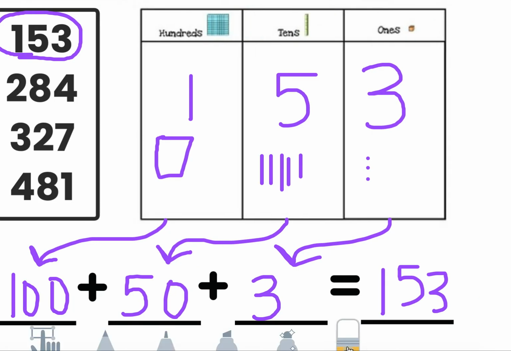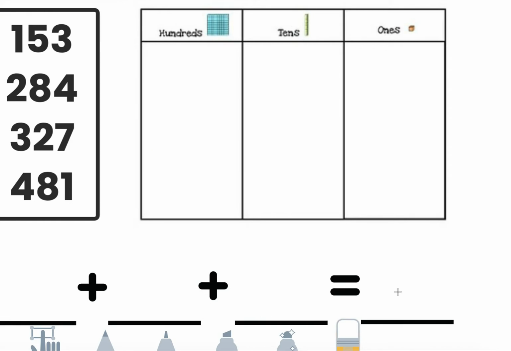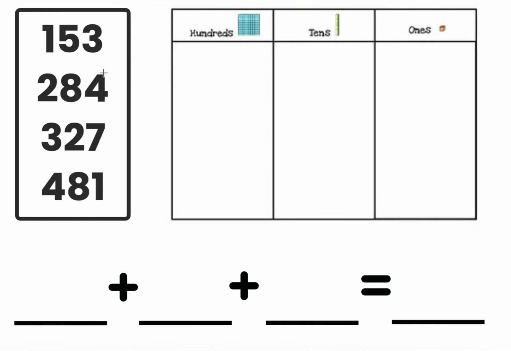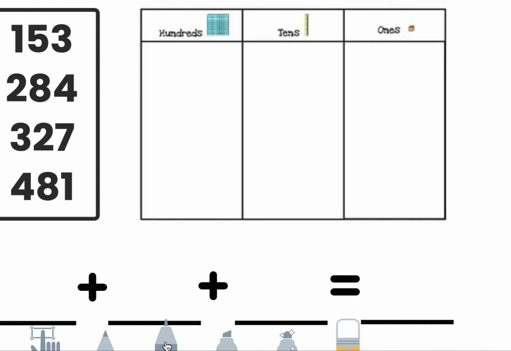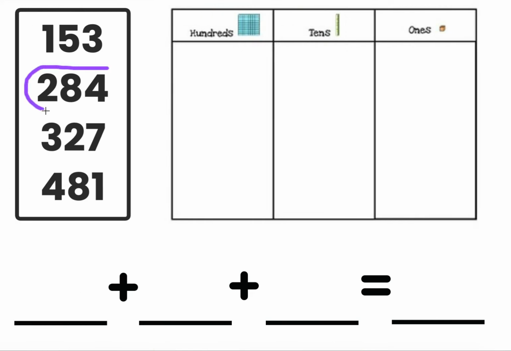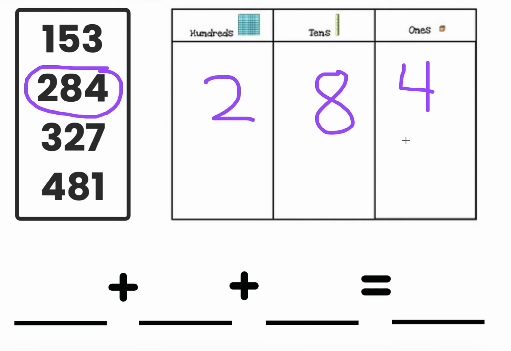I'm going to grab my eraser and erase my drawing so we can do a couple more together. Let's do, grab my pencil. Let's do 284 now. I'm going to first start by putting 284 into my place value chart. Let's start with my ones place. I have a 4 in the ones place. And I have an 8 in the tens place. And I have a 2 in my hundreds place. So I'm going to now draw my picture because I have 284, I have 200, 8 tens, and 4 ones.